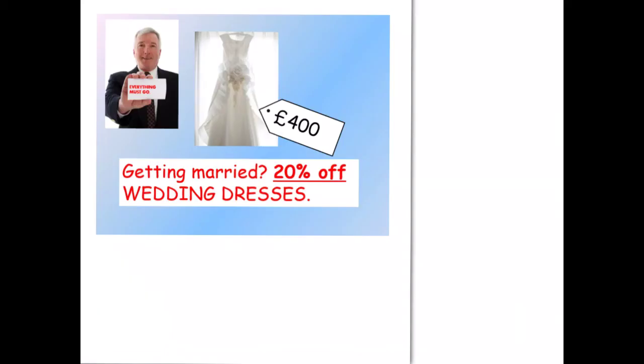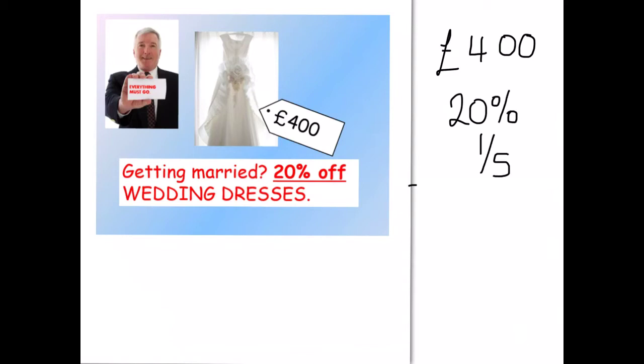The wedding dress costs £400. There is 20% off, and as we just did on our last few questions, we all know that 20% is 1/5. So we need to work out 1/5 of 400 to work out how much is taken off the price of the dress. 5 into 40 is 8. 5 into 0 is 0. So there's £80 off the wedding dress.